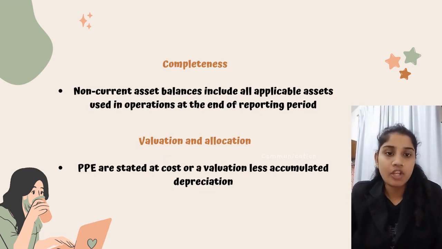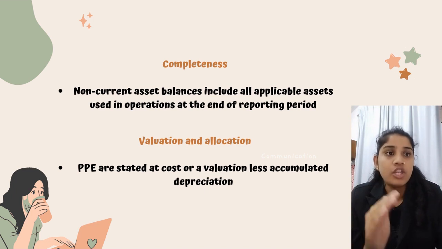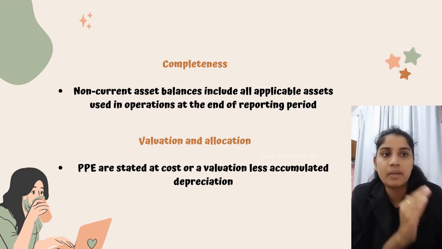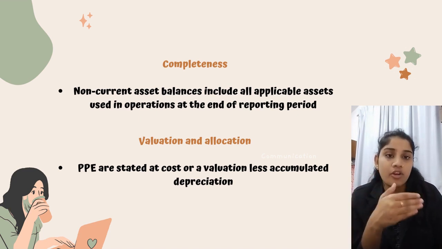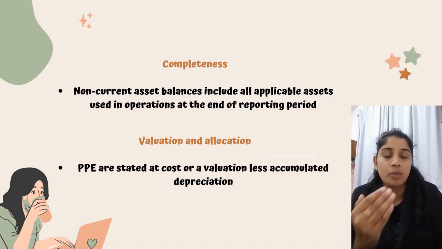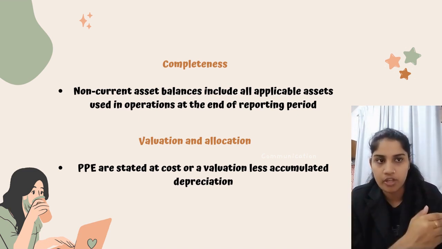Okay. Next is completeness. Completeness is also similar to the previous one, but here it asks whether non-current asset balances include all applicable assets used in operations at the end of the reporting period. What it means here is that all the non-current assets, for example, cash, bank and so on, should also be included in the applicable assets used in the operation at the end of the period. So this should also be recorded. Even though the topic is about plant, property, equipment, for non-current assets, everything should be recorded.